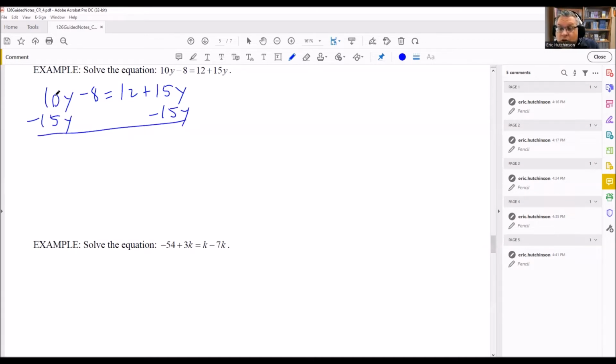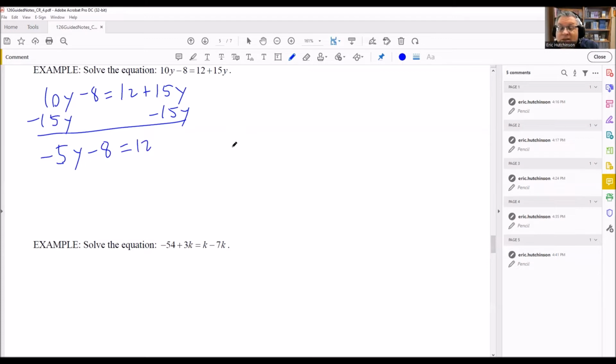Remember, when you're combining these together, you're just going to subtract the coefficients, then just put the y next to it. So 10 minus 15 will give you negative 5. Don't forget the negative here. Okay, 10 minus 15, you're going to go negative on that. Okay, negative 5y, we still have minus 8, we still have equals 12.